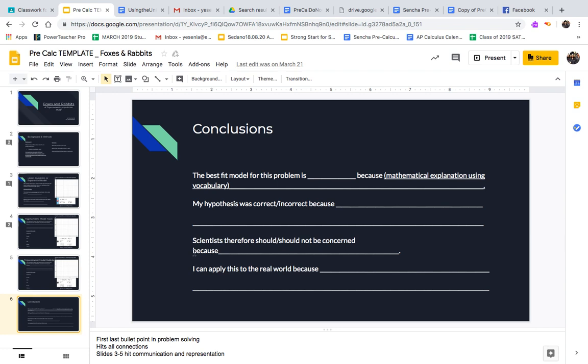Then you want to again restate why scientists should or should not be concerned. So what is the final answer after your inquiry during this artifact?